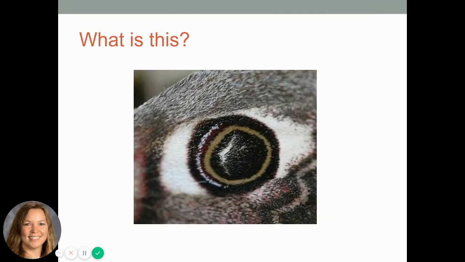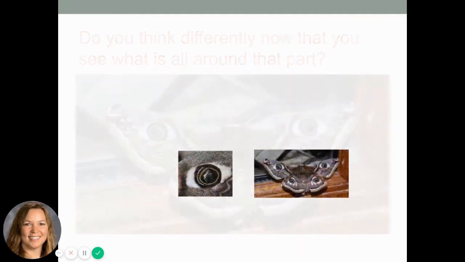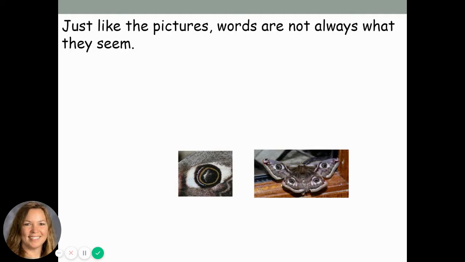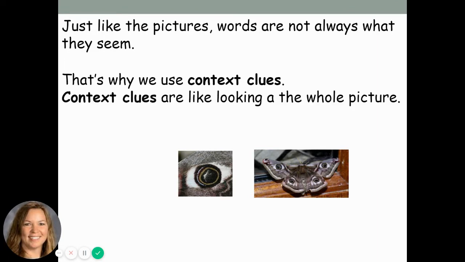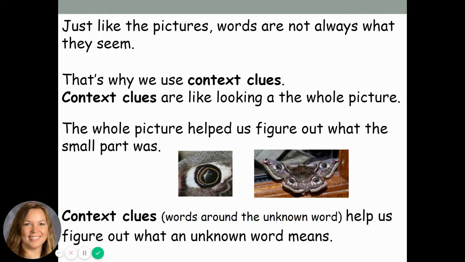What is this? Do you think differently now that you see what is all around that part? Just like the pictures, words are not always what they seem. That's why we use context clues. Context clues are like looking at the whole picture. The whole picture helps us figure out what the small part was. Context clues, words around the unknown word, help us to figure out what an unknown word means.